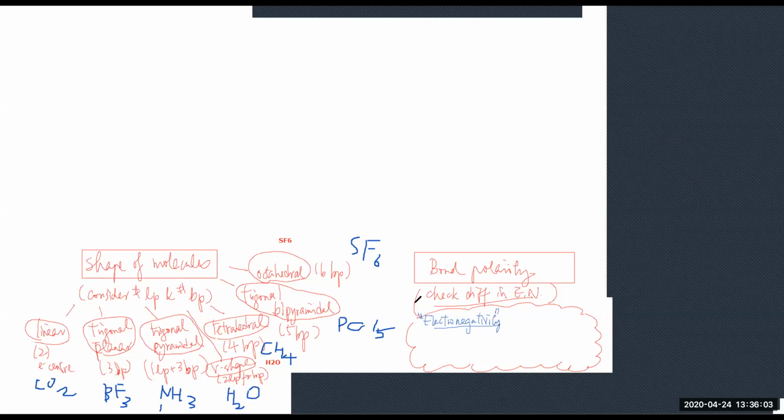Yes, great. You talk about the power or the tendency of an atom of that element to attract the bonding electrons towards itself in a molecule, okay? So if you say bonding electrons, the bond we are considering is covalent bond, of course. We have got two types of covalent bond, right? Polar or non-polar bond.